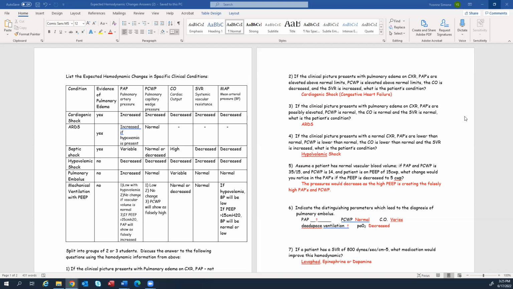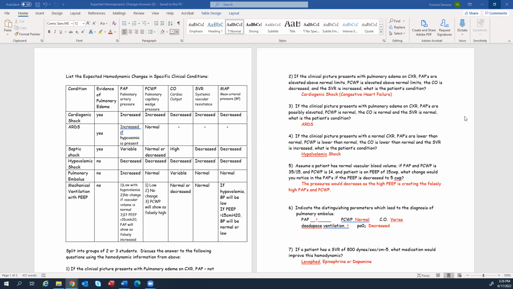Number 6, indicate the distinguishing parameters which lead to the diagnosis of pulmonary embolus. So our pulmonary artery pressures would increase because we've got occluded blood vessels. There has to be enough of them occluded, of course. The pulmonary capillary wedge pressure will show normal because there's nothing wrong with the left heart. Cardiac output varies. Dead space ventilation increases.